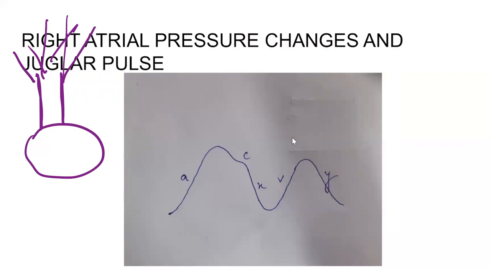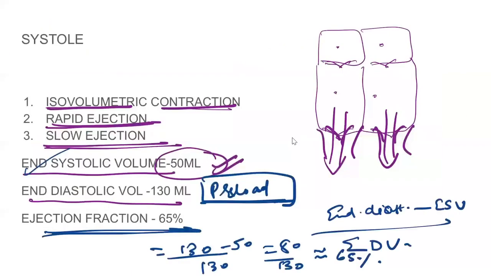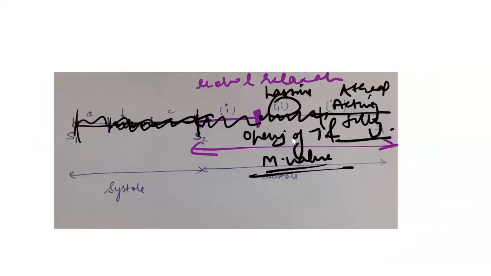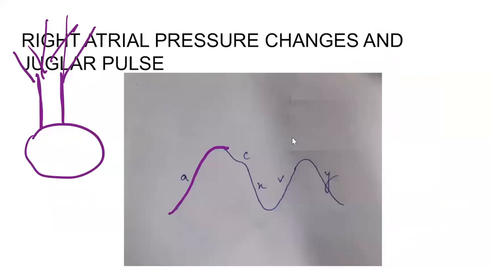Now, how does the pressure change in RA? So, suppose this is atrial contraction phase. So, this produces positive pressure in RA, and this wave is known as A wave. So, first of all, we are starting from here. Here, last phase. We know that this phase is a phase of atrial contraction. So, we are starting from here. First of all, there is this A wave due to atrial contraction.